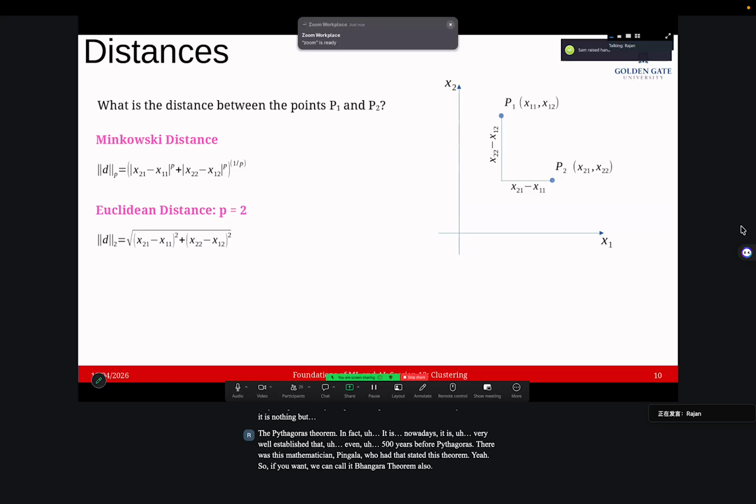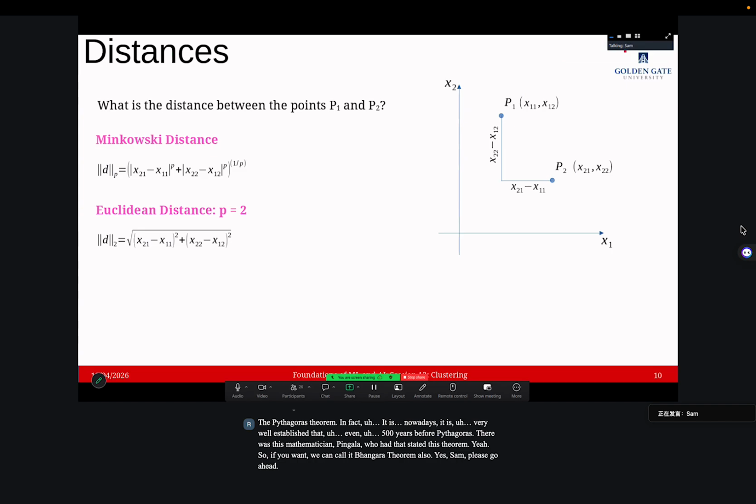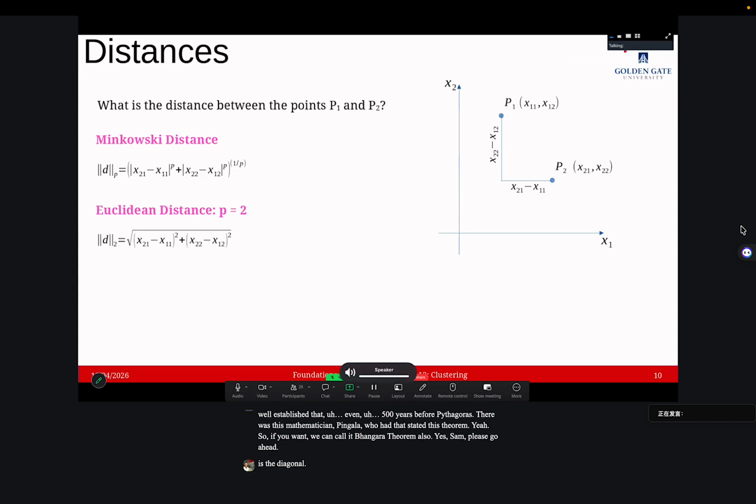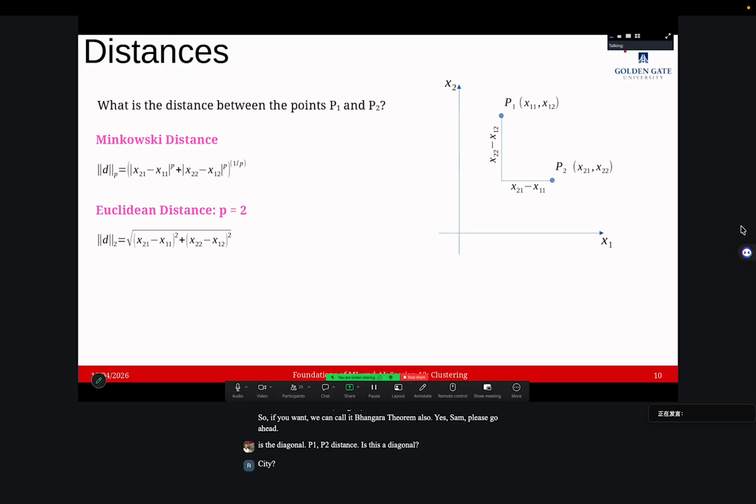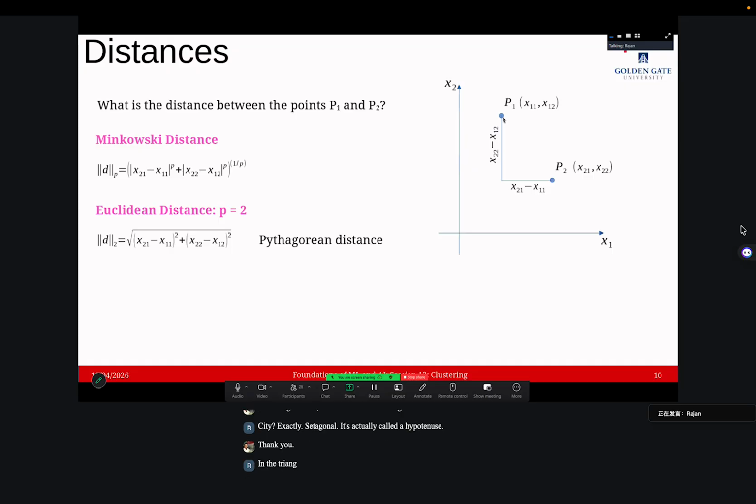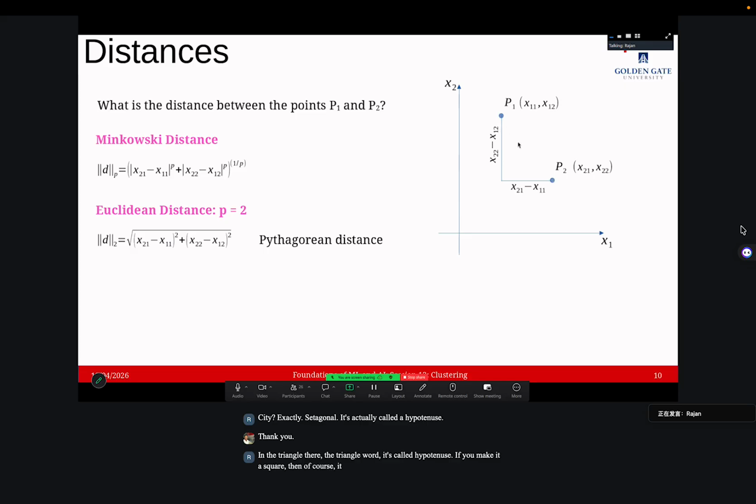Yes, Sam, please go ahead. It's the diagonal. P1, P2 distance. It's just a diagonal. Exactly. It's a diagonal. It's actually called the hypotenuse. Thanks. In the triangle world, it's called hypotenuse. If you make it a square, then of course it's a diagonal. Correct.